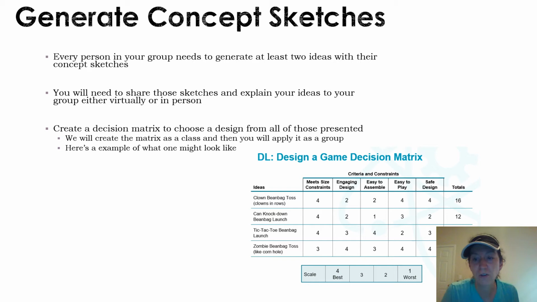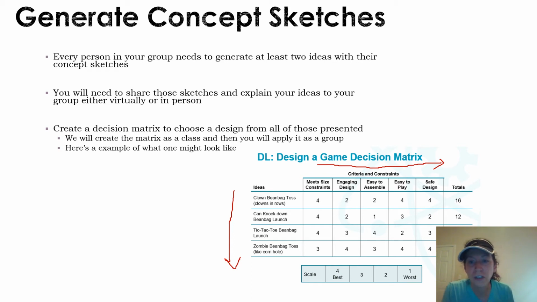What you see at the bottom of your screen there is an example of what one might look like. So listed vertically in the left-hand column are the different ideas. So you might have between 6 and 8 different ideas. Then going across in the columns, you have the different factors that come into play when trying to decide if something is good. So we have here, like, is it safe? Is it easy to play? Is it easy to assemble? Is it engaging? That might be your creativity. Does it meet all the constraints?